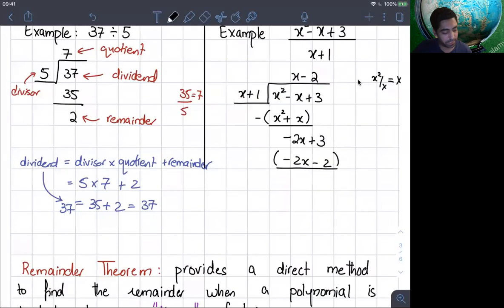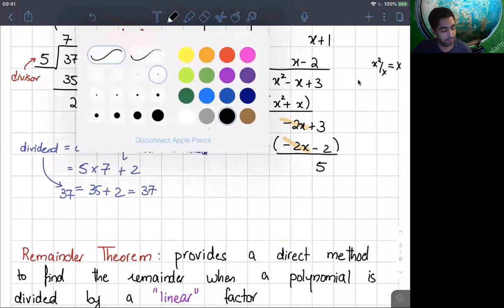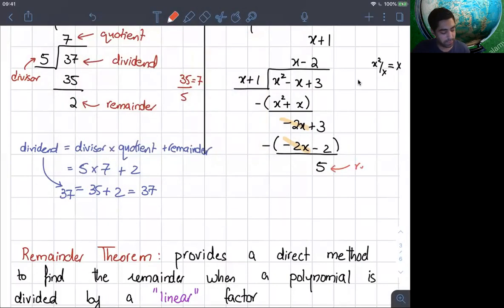And you want to subtract again. Now, once again, this negative 2x goes away because minus 2x plus 2x. And then you're going to be left with plus 3 minus minus 2, which becomes 3 plus 2. And that is 5. Now let's quickly go ahead and put the labels here again. This is the remainder.